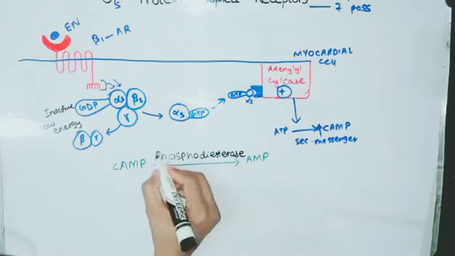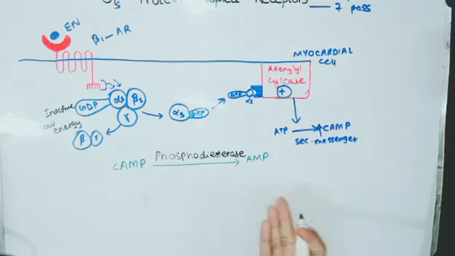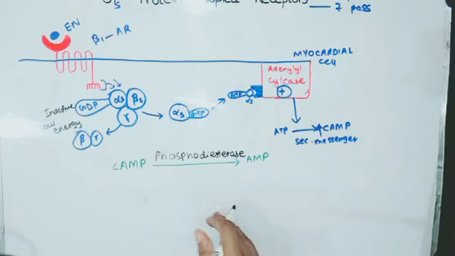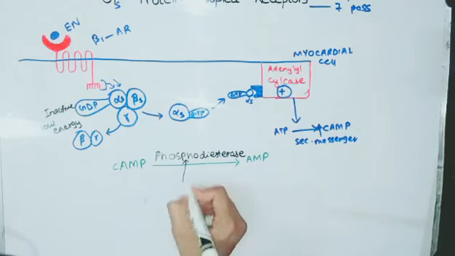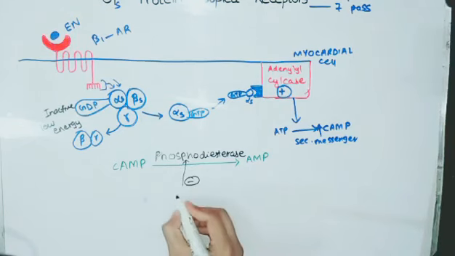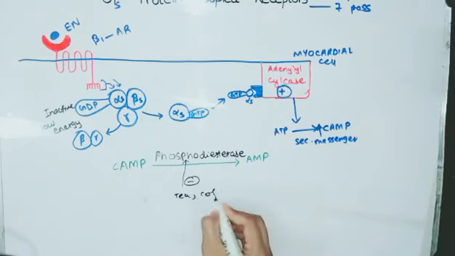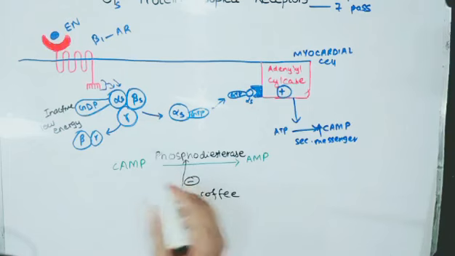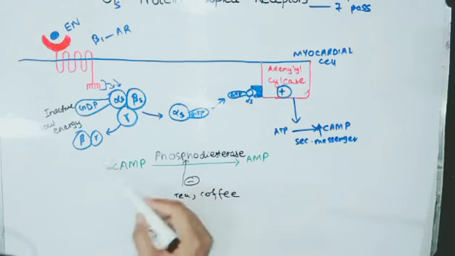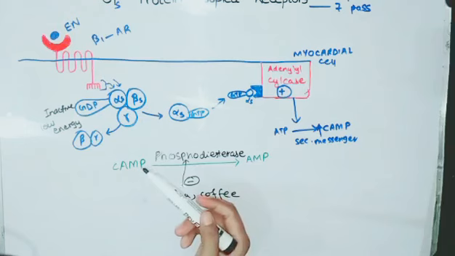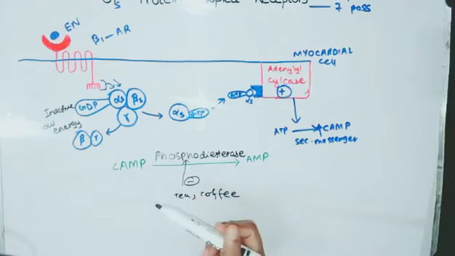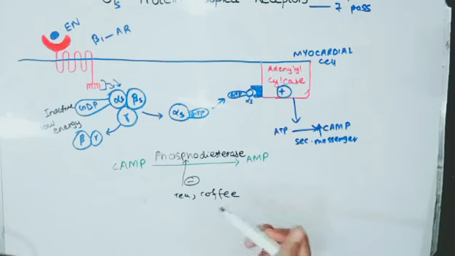So phosphodiesterase basically will prevent the sustained elevated levels of cAMP inside the cell. Now there are some common drinks like tea and coffee which basically inhibit this phosphodiesterase. They basically inhibit this enzyme, which leads to increased, sustained elevated levels of cAMP inside the cell, and that's why we feel active after having our morning coffee.